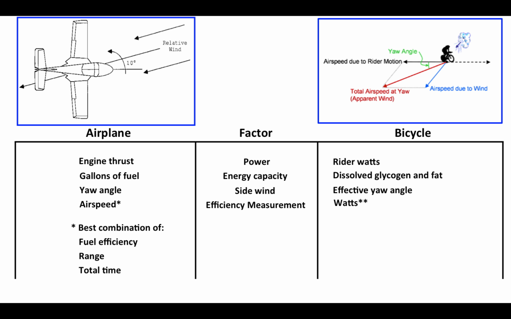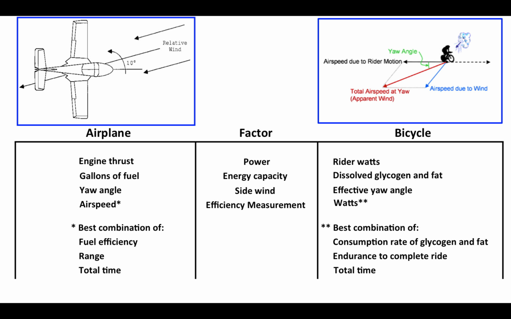In an airplane, flying at a certain airspeed gives us the best combination of fuel efficiency, range, and total time. On a bicycle, keeping track of my watts output gives me the best combination of consumption rate of glycogen and fat, endurance to complete a ride, and the total time.